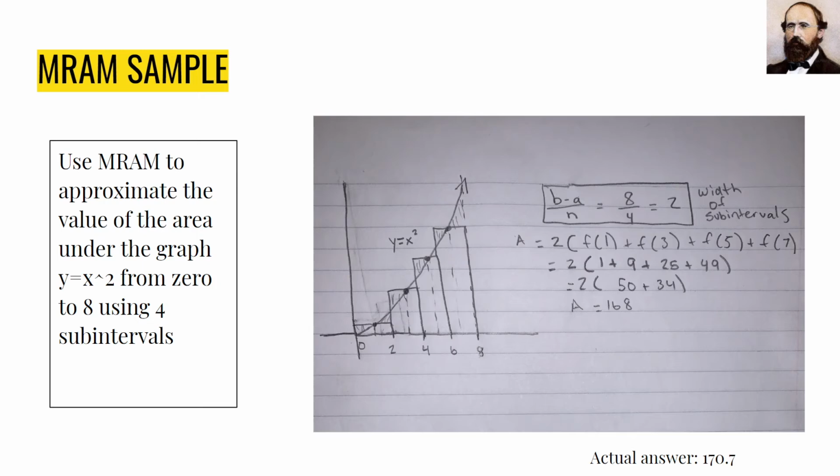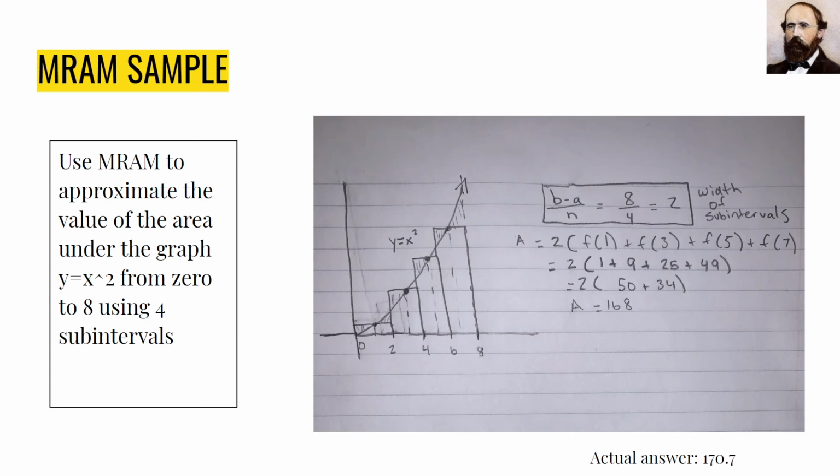So in between each subinterval, we got 1, 3, 5, and 7. And then you basically plug those x values into our original function, y equals x squared, and you get those values in the parentheses, the 1 plus 9 plus 25 plus 49. And you can't forget about the 2. We're leaving the 2 because we're multiplying the width of the subintervals by the actual values of the midpoints. Once you do all that, it's going to be 2 times 84, and that's 168.